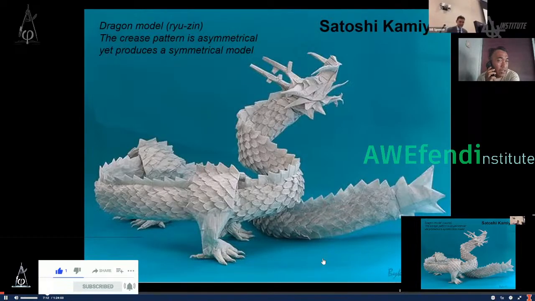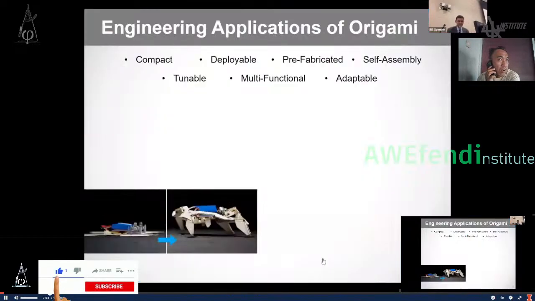You can see how beautiful this is, and the level of detail of the head, the horns, the feet, the claws. And here we have even the scales to make it more realistic. The pattern is not symmetric, but the compound pattern produces a symmetric model. This is also in the Origami Gallery in Japan.